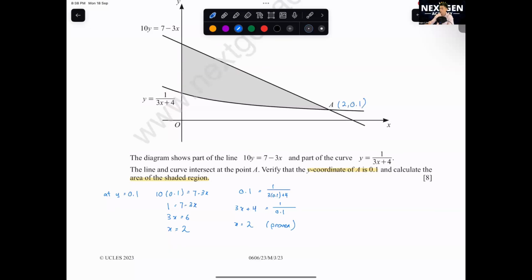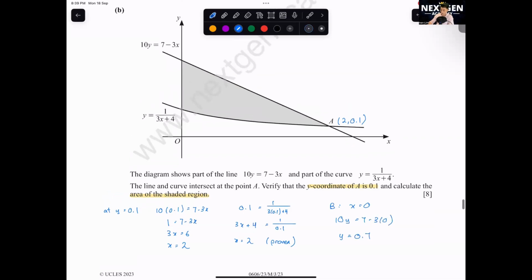So here is 2, 0.1. We get point A already. Now we need to find what is point B. Point B falls on this line and x is equals to 0. So I'm just going to substitute x equals to 0. So 10y equals to 7 minus 3 times 0. y will be equals to 0.7. I call this point B, which is 0, 0.7.